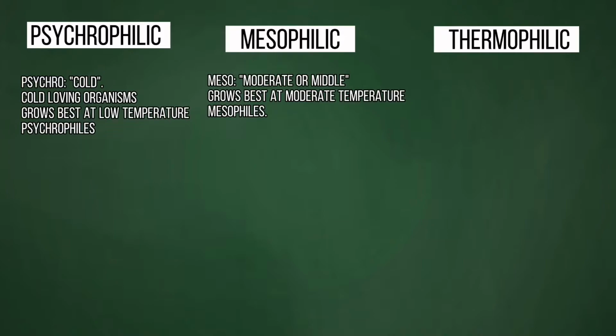Mesophilic, from the prefix meso, which means moderate or middle. Mesophilic organisms are those organisms which grow best at moderate temperature. They are also called mesophiles.